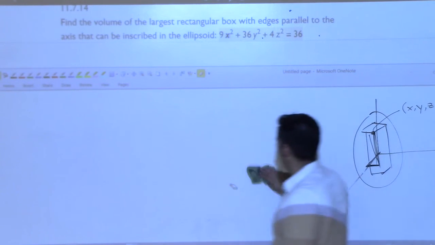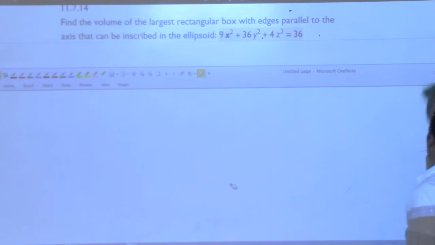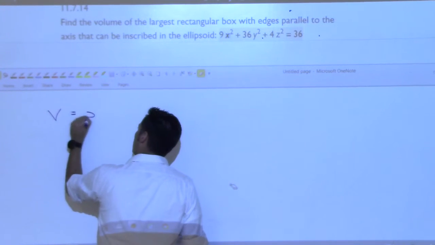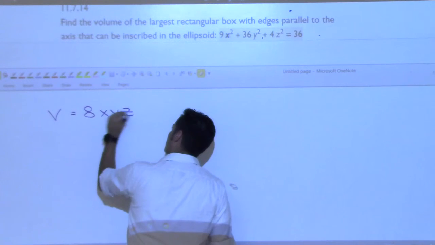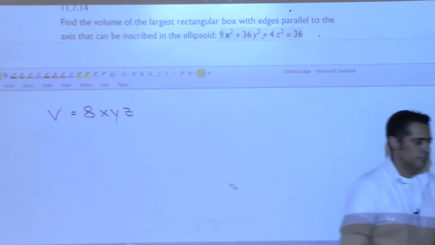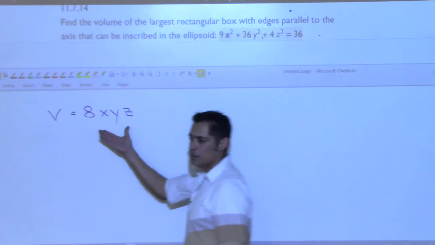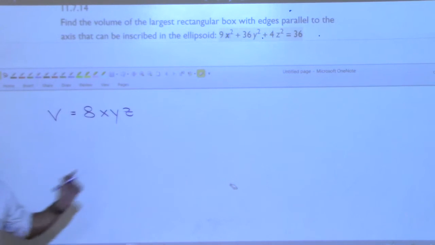So remember, we said we want to try and find the maximum of something, right? The maximum volume. And right now, here's what we can say: the volume of that box is 8xyz, right? But where does the ellipsoid come into play then? It tells us what x, y, and z have to satisfy, but look what I'm asking you to find the maximum of here. The volume, right? Maximum volume.